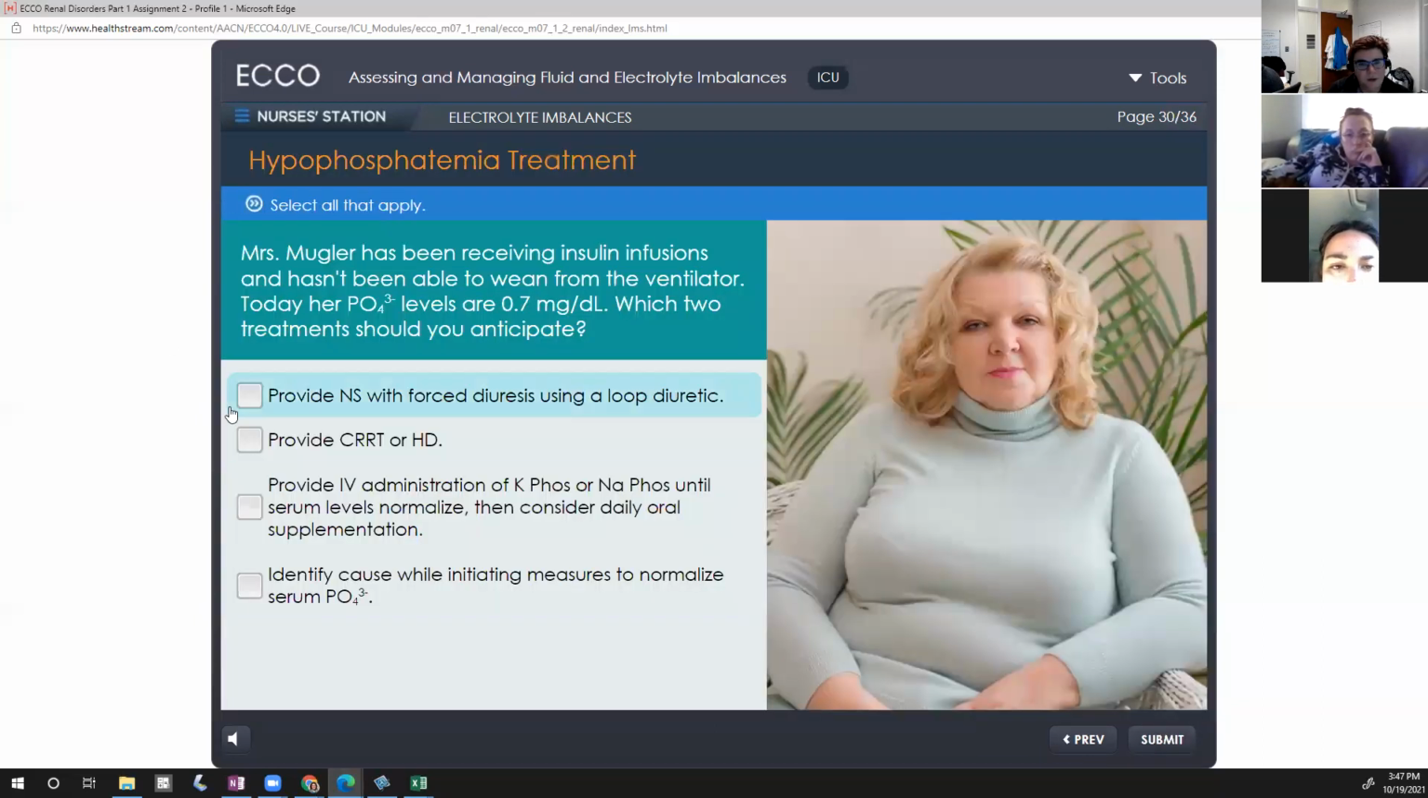And so you've got this lovely lady who's getting insulin infusions and hasn't been able to wean off the vent. Today her phos is low. What do you think that you would be doing for this person?